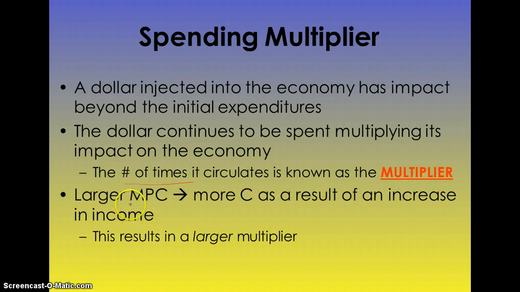So the larger the MPC, the more consumption as a result of that increase in income. This will result in a larger multiplier. So all that means is the larger our rate of consuming, there will thus be a larger multiplied effect, which should make sense because the more money we're injecting into the economy, the larger the result overall. Okay, so a positive and a positive, if you will.